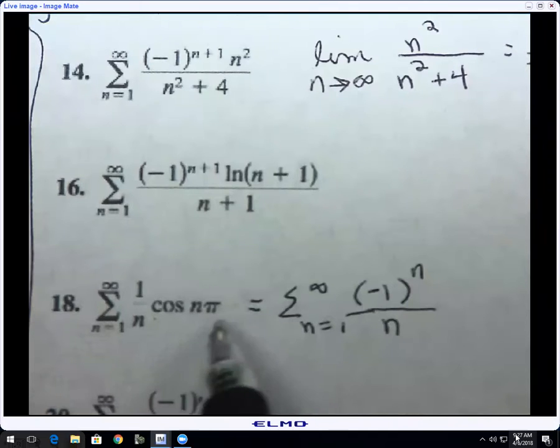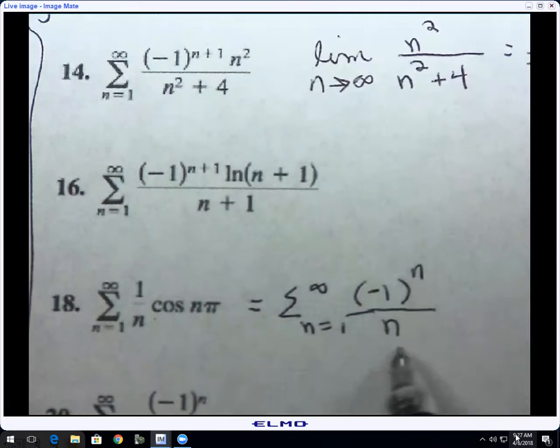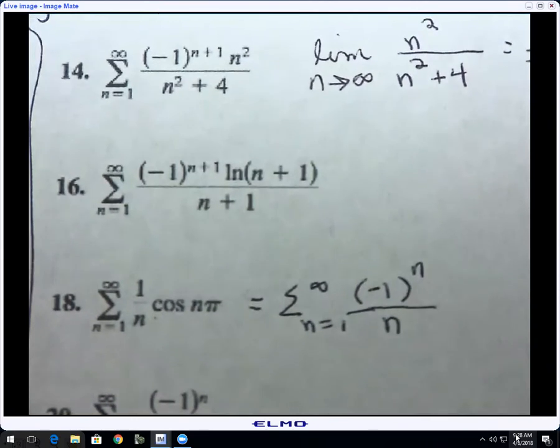Cosine of 1 pi. Negative. It's negative. So I want to get a negative term when n is 1. Will this give me a negative term when n is 1?